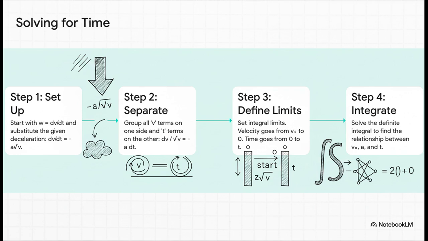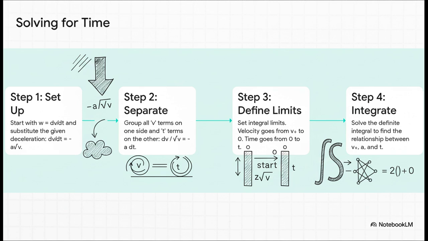And that minus sign, that's super important because we're talking about deceleration. It's fighting against the velocity. Okay, step 2, we separate the variables. This is just a bit of algebra, really. We get all the v stuff on one side and the t stuff on the other. It just preps the equation for integration. Step 3 is my favorite part, because this is where we tell the story of the particle's motion with our integral limits. Velocity starts at v0 and it ends at 0, right? It stops. And time starts at 0 and goes all the way to some final time t, which is exactly what we're trying to find.